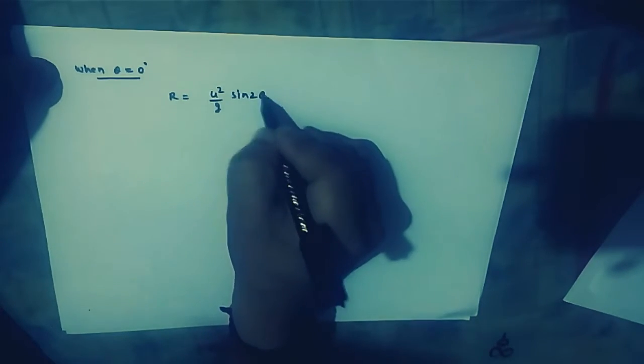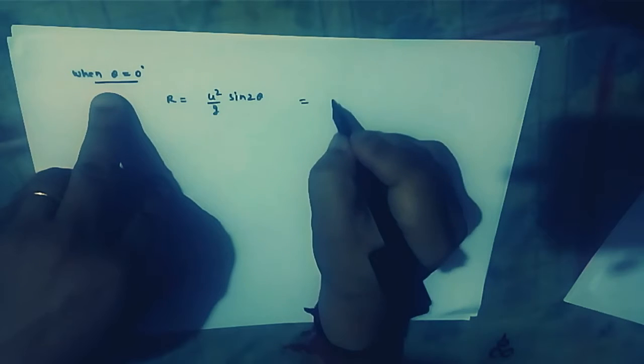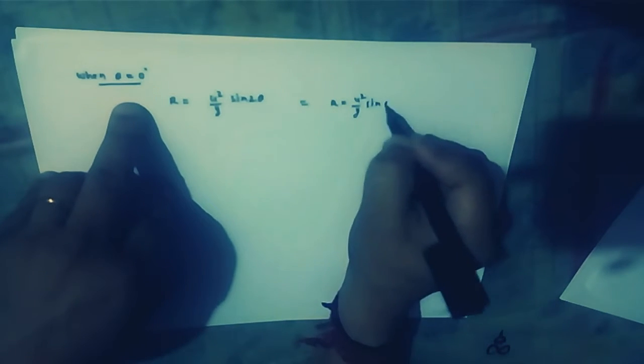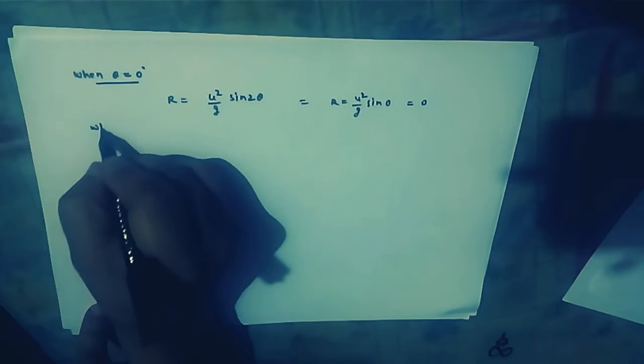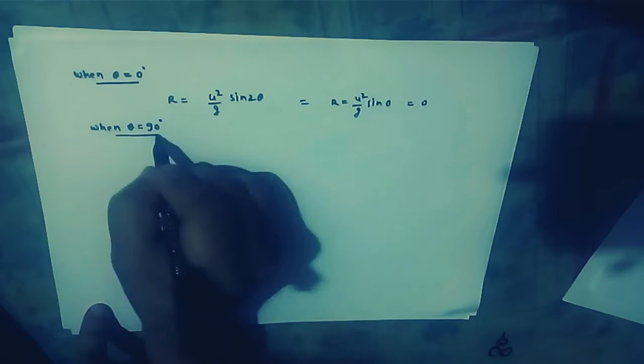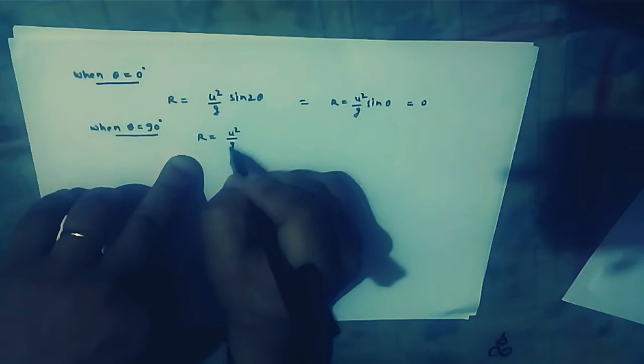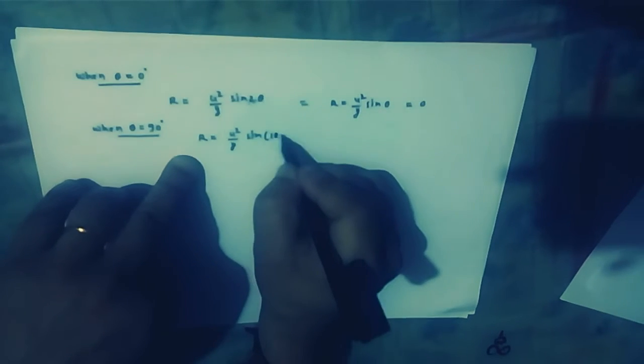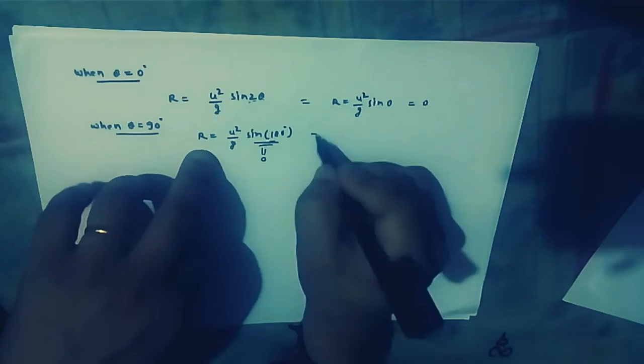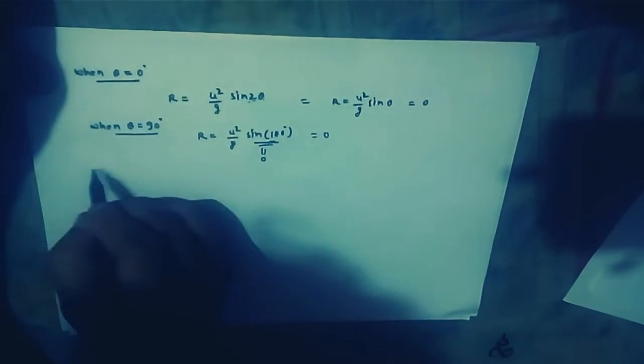Now there are some special cases that we can apply here. One of the special cases is when theta is 0 degrees, suppose. What is the range? The range is u squared by g into sin 2 theta, so when theta is 0, R would be u squared upon g into sin 0. Sin 0 is always 0, so the range is 0. When theta is 90 degrees, what is R? That is u squared by g sin 180 degrees, which is again 0, right?